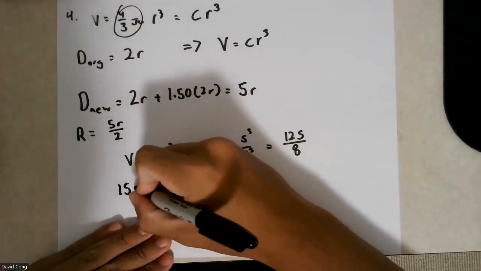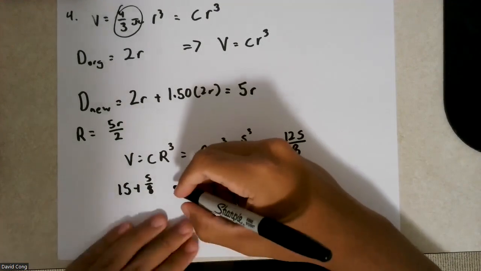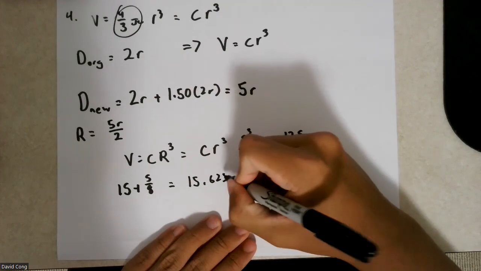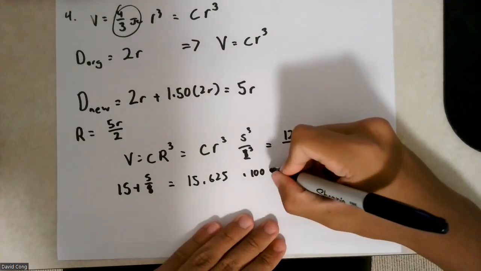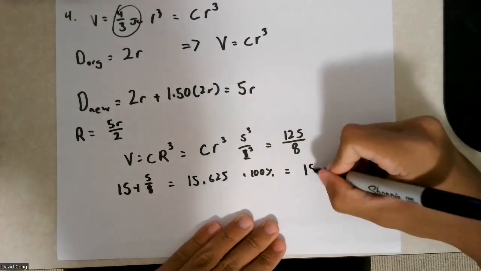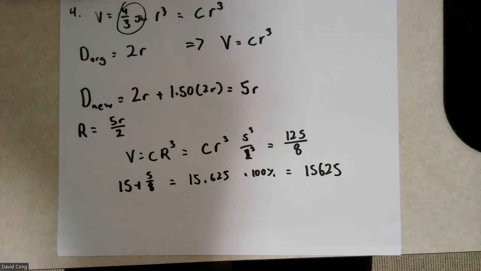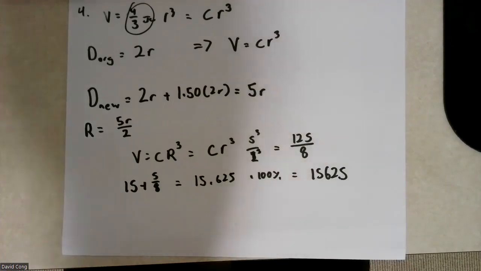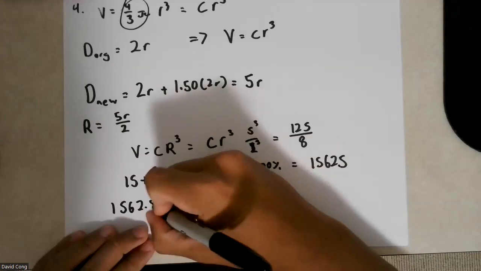We get 15 plus 5/8, which is equal to 15.625. Now it's times by 100. So we know the new thing is 1562.5% of the original. But we want to find what percent did the volume increase. So at the end, we have to subtract 100.